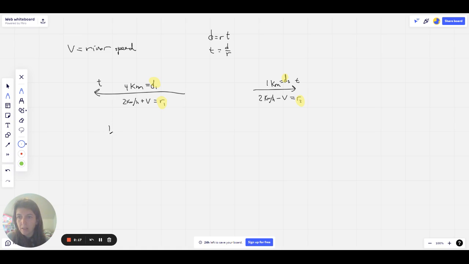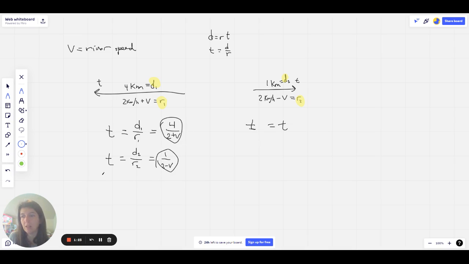Our T equals distance over rate. D1 over R1 is 4 over 2 plus V. Then there's another T value, D2 over R2, going upstream, and that equals 1 over 2 minus V. Since T equals T, we can set these two fractions equal to each other because they both equal T.